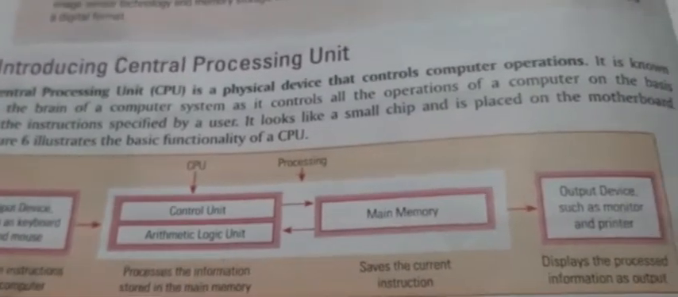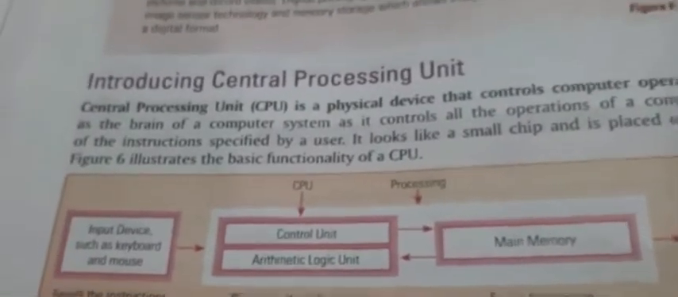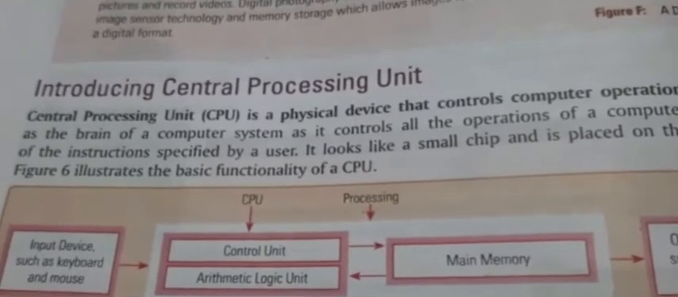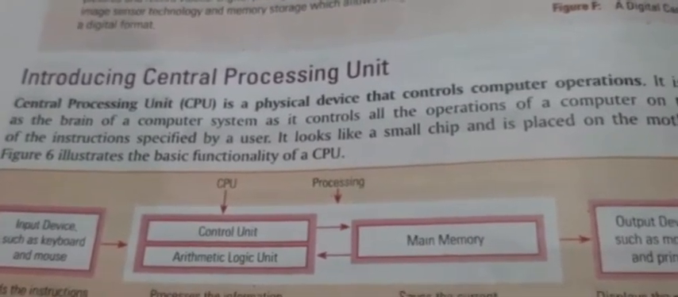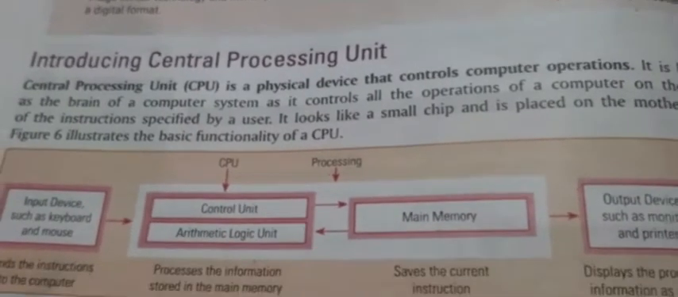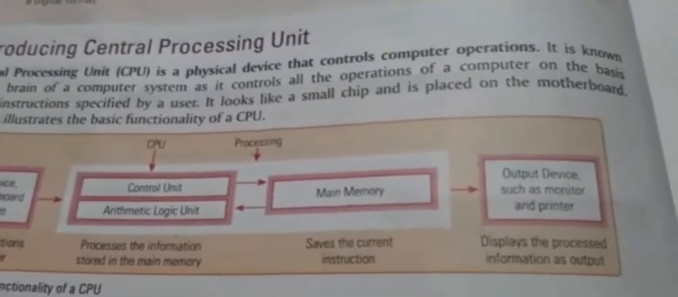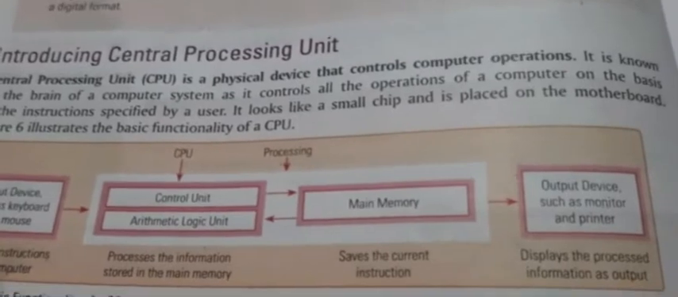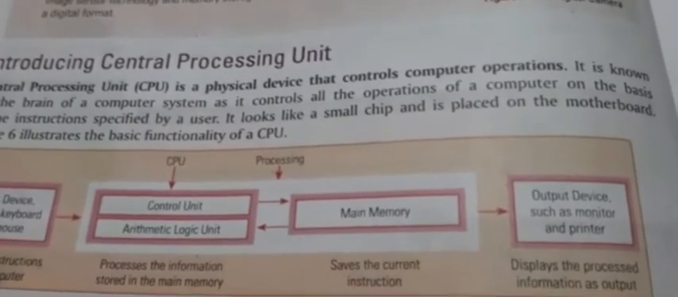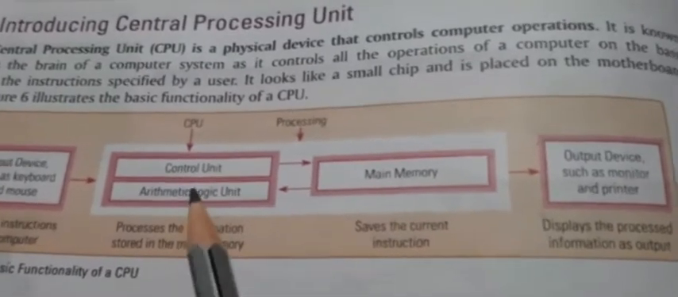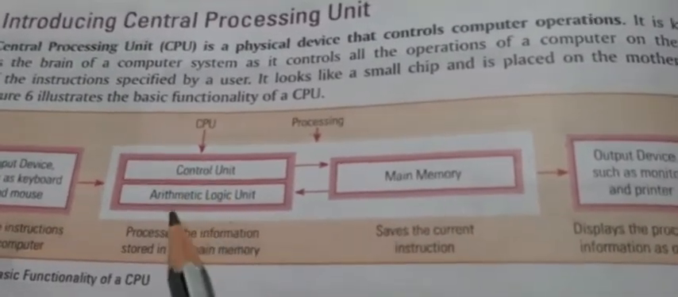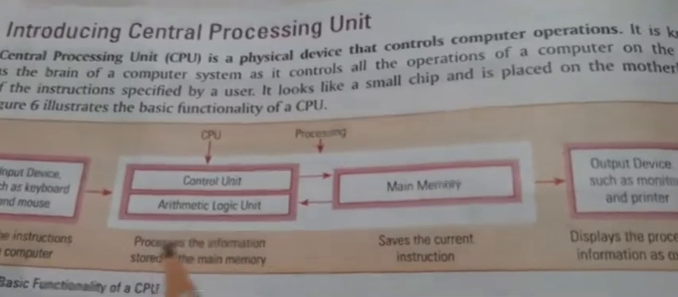So what is the central processing unit? Dear students, the CPU is the main physical part of the computer, and it controls the whole computer. Therefore the CPU is known as the brain of the computer. It is divided in two parts, as I told you: control unit and arithmetical and logical unit.